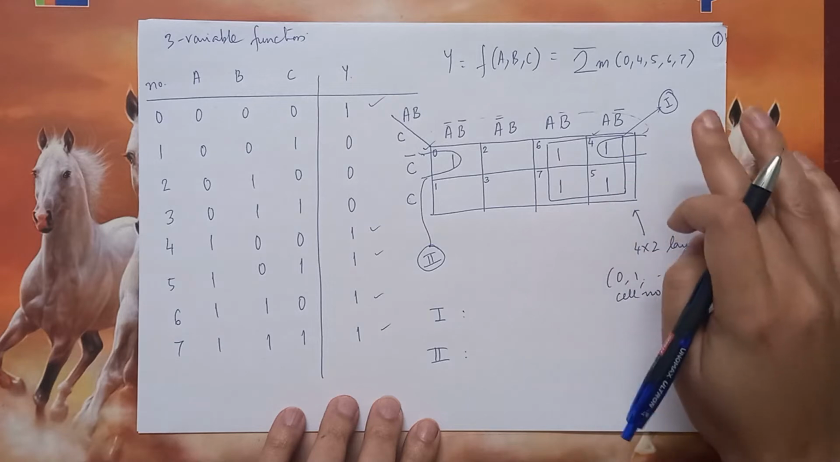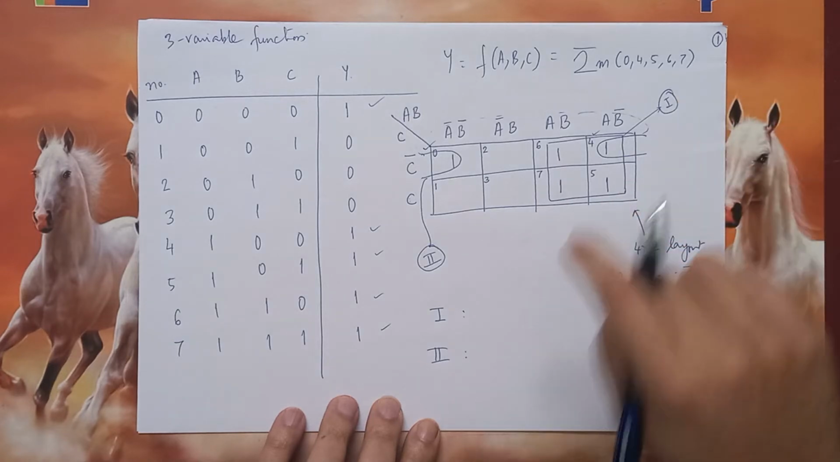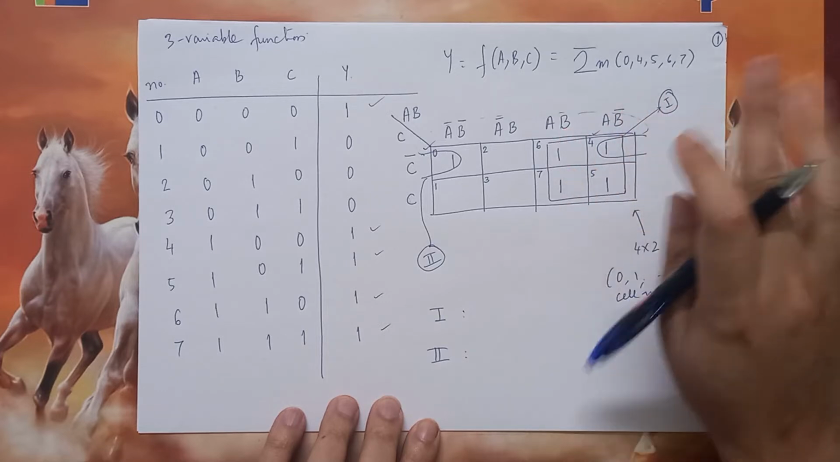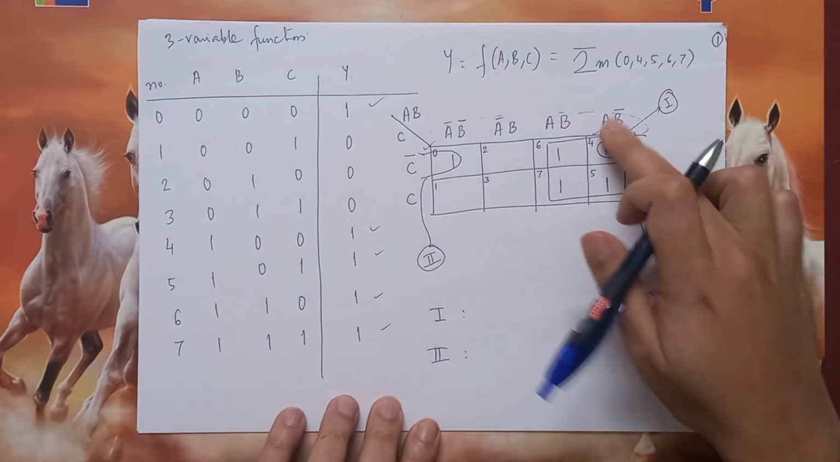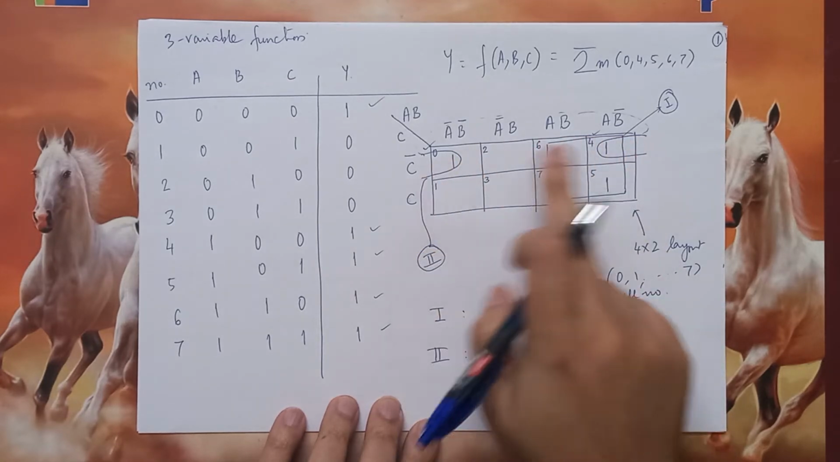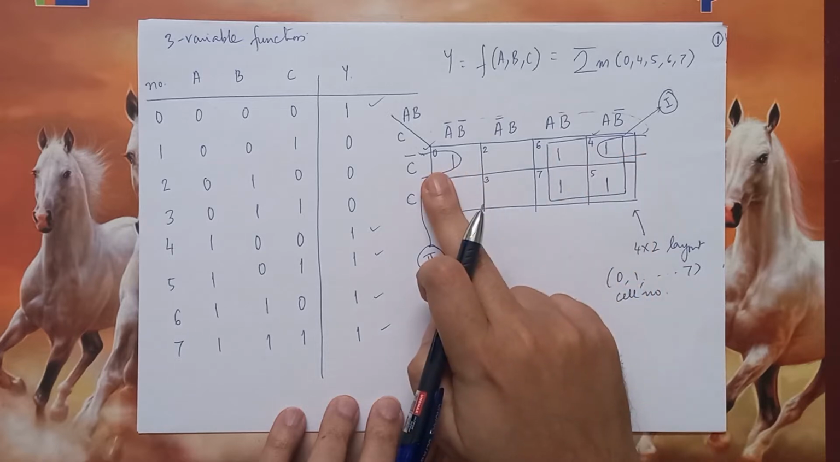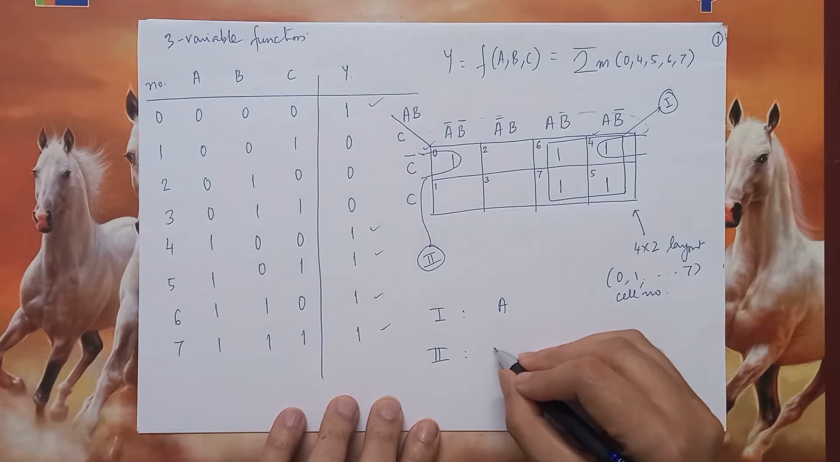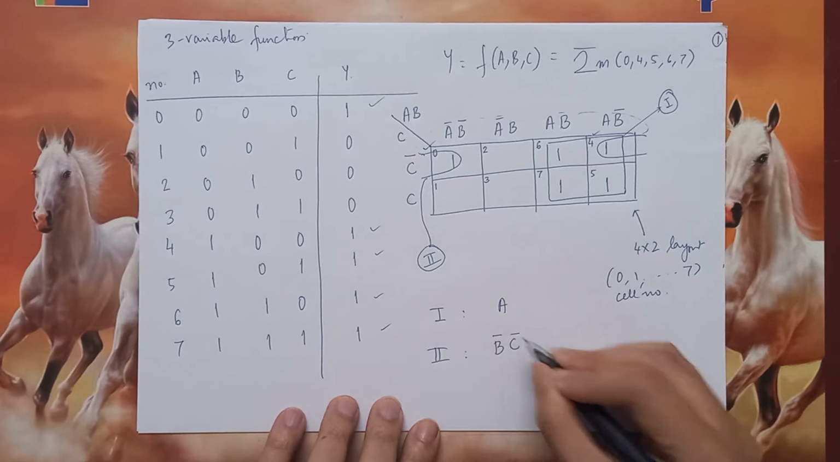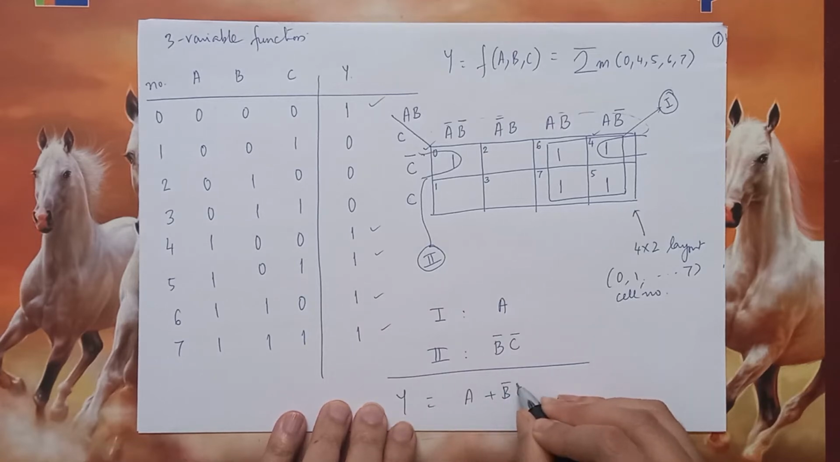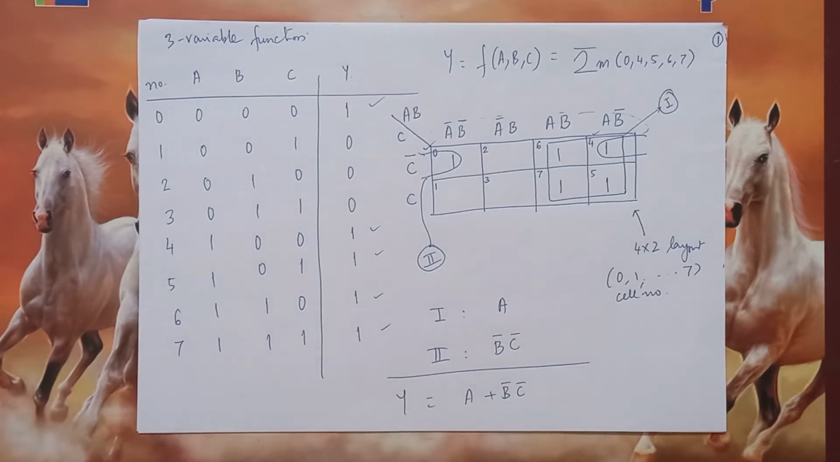As you know, in the groups, you have to see which are the common variables. In group number 1, which is this 4, B and B bar are not common, C and C bar are not common. What is common is A. In group number 2, B bar is common, A and A bar are not common, and C bar is common. So this will be B bar, C bar. Therefore the answer Y is equal to A plus B bar, C bar. That's it.